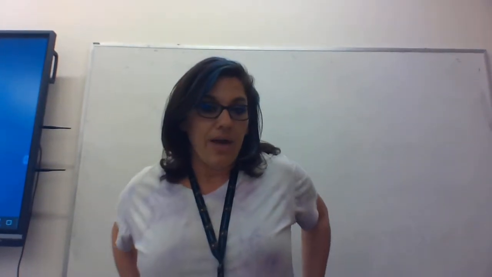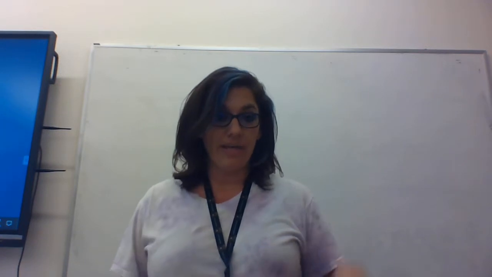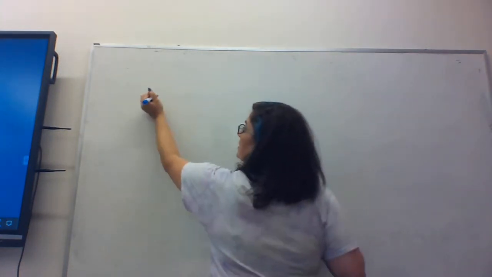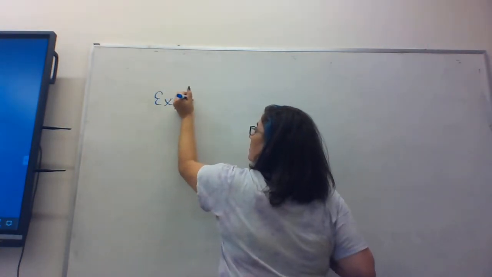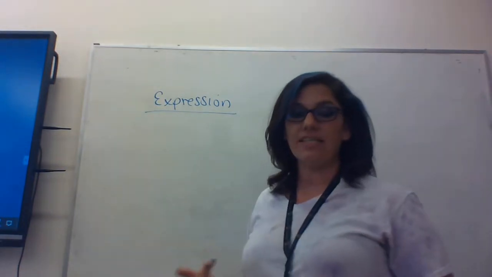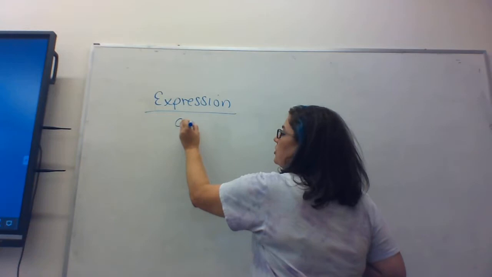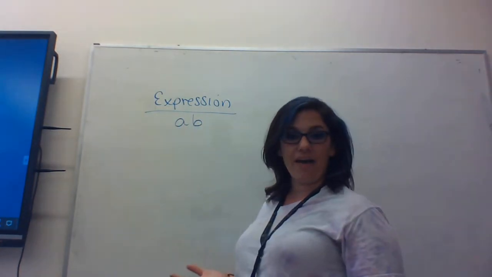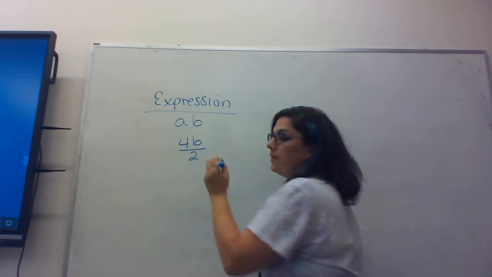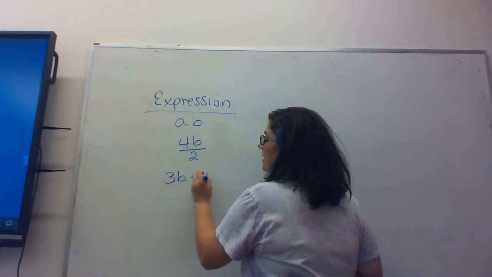Hey guys, I want to go ahead and pick up with the example of expressions and how to evaluate an expression. So remind yourself that an expression has no equal sign. So this is just going to consist of letters and numbers, okay? For example, I can have the expression AB. I can have the expression 4B over 2. I can have an expression that looks like 3B minus 4A.